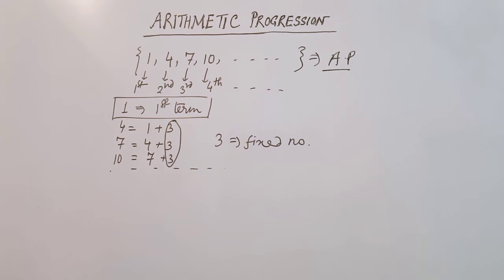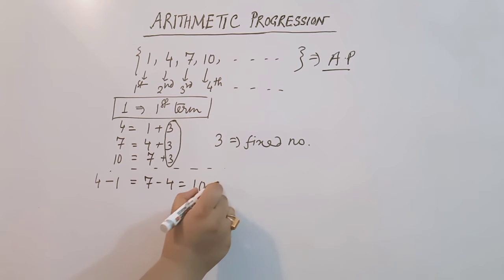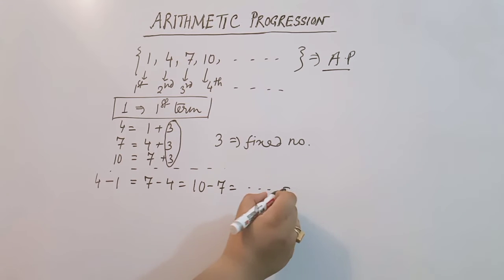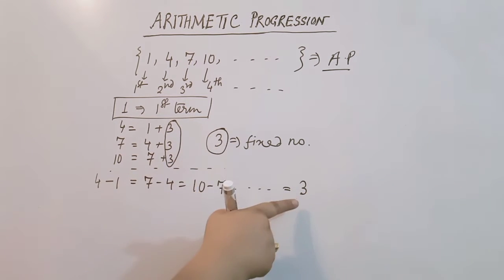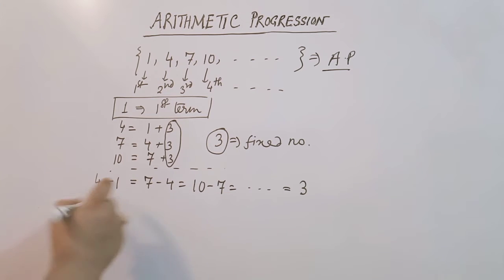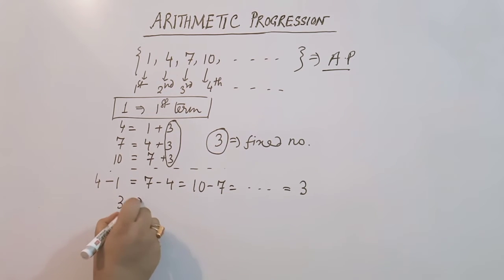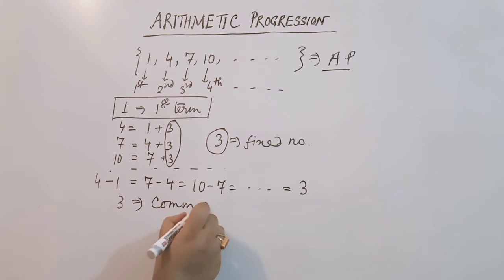Okay. Now here, observing the terms, you can see that 4 minus 1 is equal to 7 minus 4 is equal to 10 minus 7, and so on. All these differences are equal to that fixed number, that is 3. So here 3 is the common difference. So this fixed number is called the common difference.